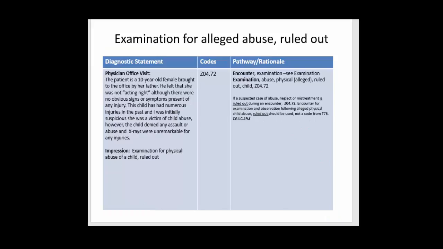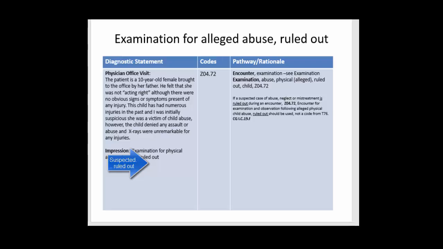Now let's look at using those Z codes. Physician office visit. The patient is a 10-year-old female brought to the office by her father. He felt that she was not acting right, although there were no obvious signs or symptoms present of any injury. The child has had numerous injuries in the past, and I was initially suspicious she was a victim of child abuse. However, the child denied any assault or abuse, and X-rays were unremarkable for any injuries. Impression: examination for physical abuse of a child ruled out.